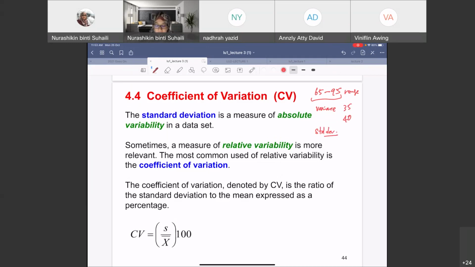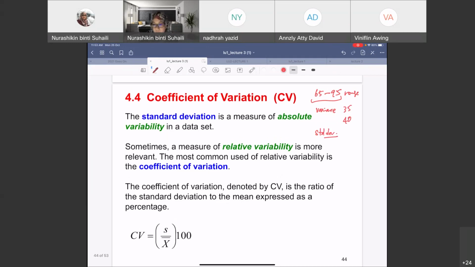Let's say the standard deviation for sample 1 is 5, and for sample 2, S2, is let's say 10. So you would have an idea that sample 2 has more dispersed data. Dispersed means more spread. The spread is much bigger when you compare this one and this one.